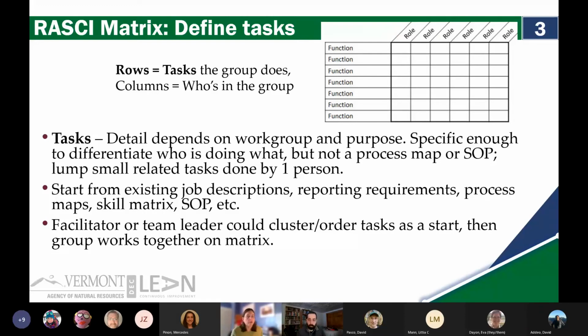And just so that you're not meeting and spending a whole lot of time going through all the tasks, you could have your facilitator or team leader cluster, order, or gather those tasks as a start. But then you do want to work on this as a group of people. It shouldn't be one person dictating what this looks like. It should be a discussion tool. Next slide.